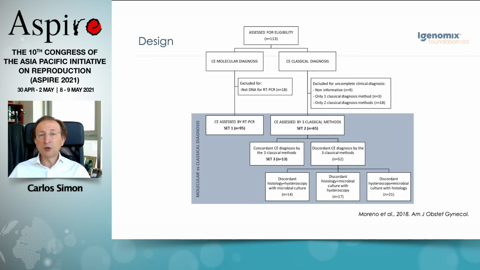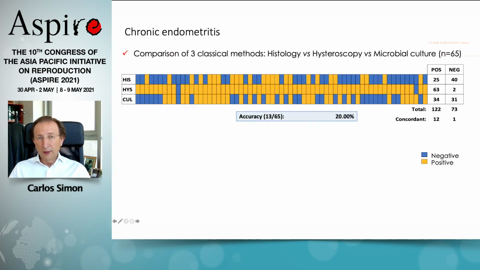These were the samples analyzed by the 3 classical methods. And then we distinguished between those that were concordant between them and those that were discordant. And then we did all the comparison with the molecular microbiological analysis of these endometrial samples using the system that I mentioned to you.